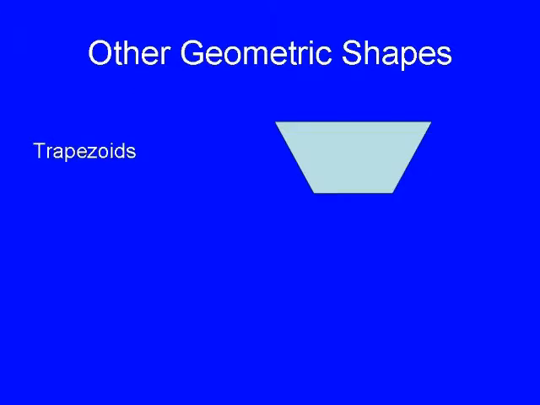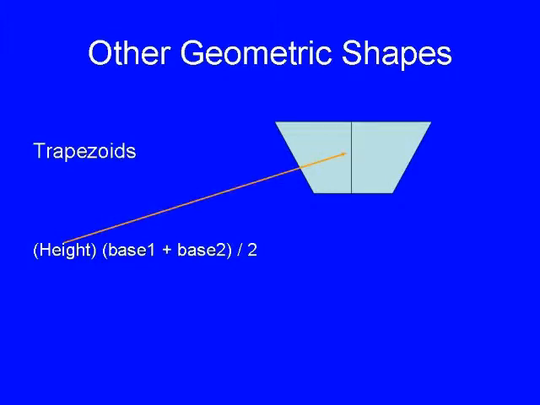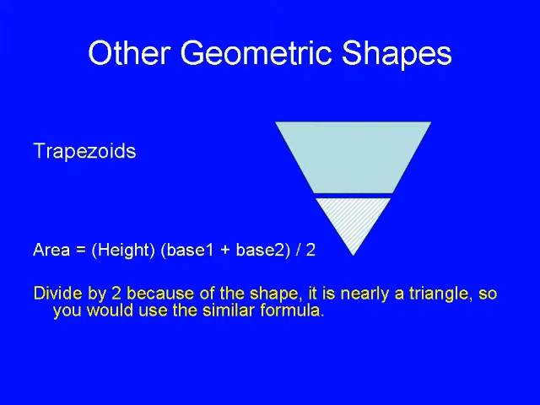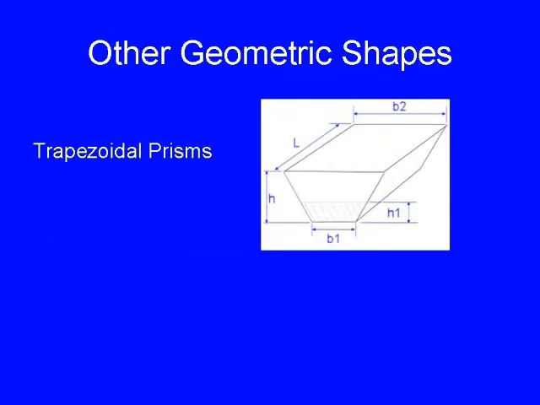Trapezoids. The formula is the height times base 1 plus base 2 divided in half. Divided by 2 because of the shape. It's nearly a triangle, so you would want to use a similar formula. Trapezoidal prisms. Formula is b1 plus b2 divided by 2 times its length.